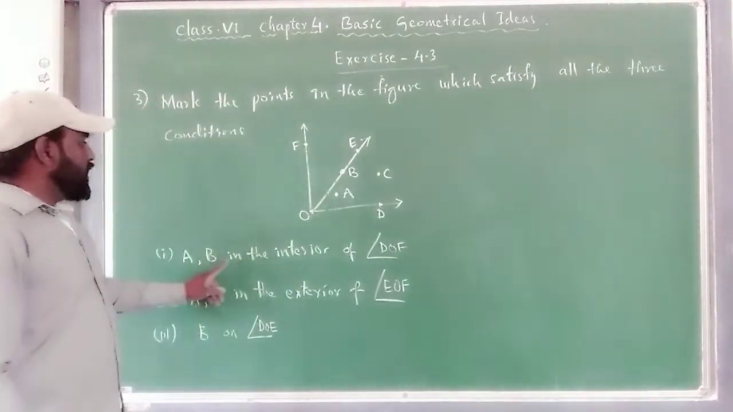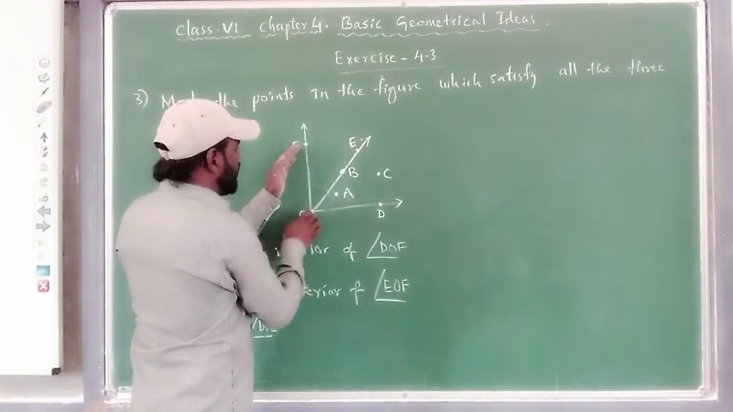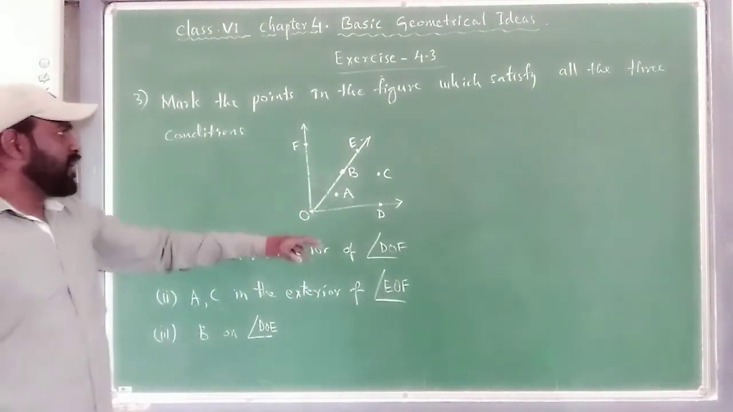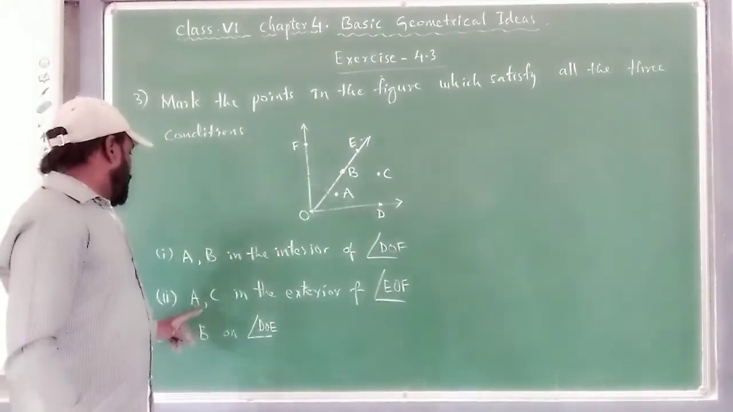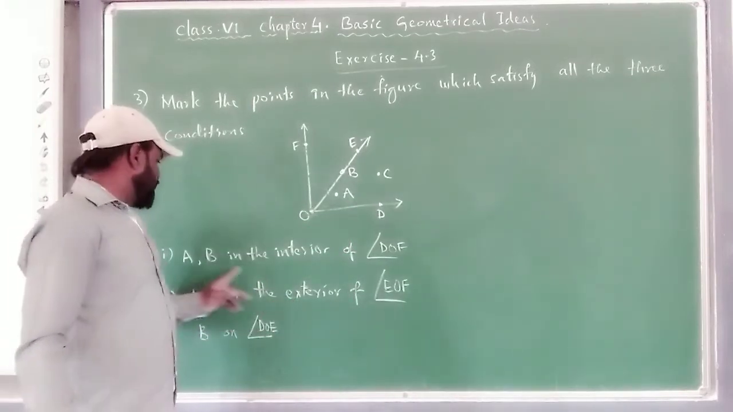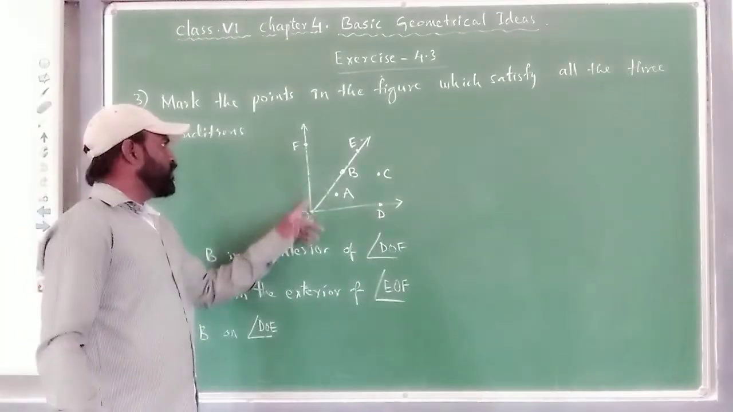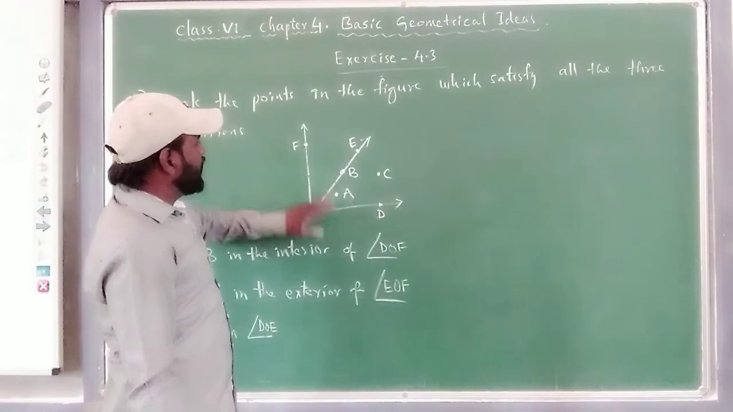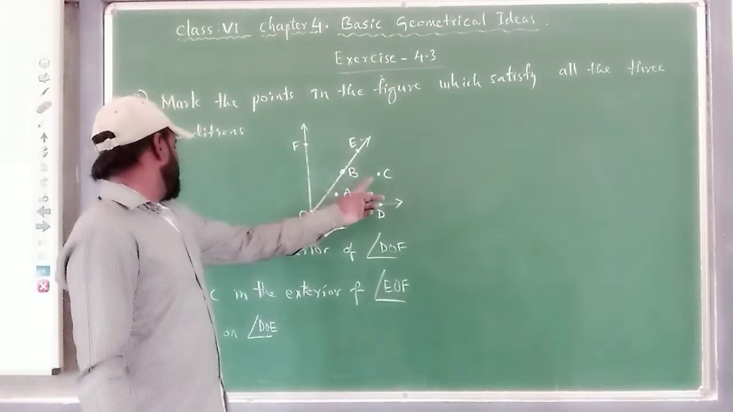Right? A and B in the interior of DOF. Yes, A and B are interior of DOF. So this is how you have to mark the points. First A and B should be in the interior of DOF. DOF is here. Interior is inside. Inside the DOF, this total area, anywhere A and B.